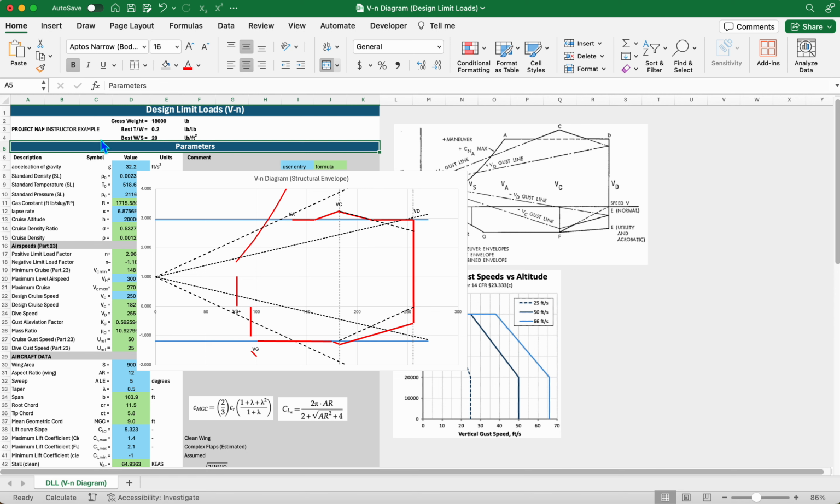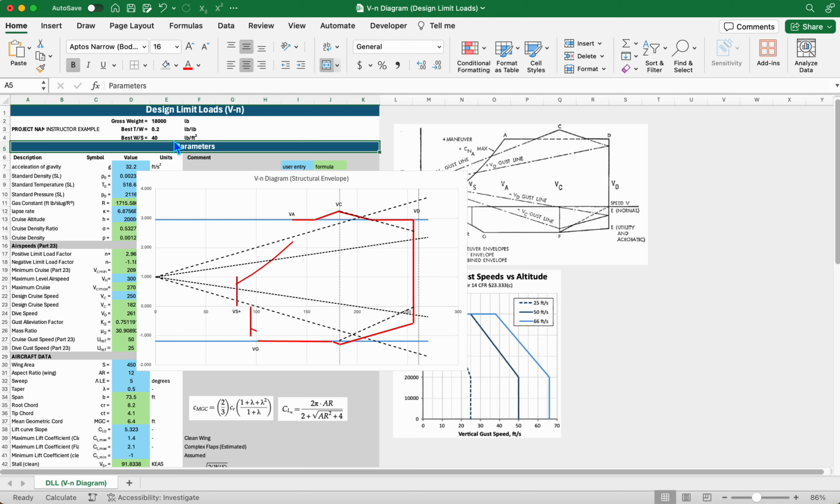Now our maximum load factor at our cruise for our gust intensity for cruise at 50 feet per second would increase from what it was before at maybe 3.3, 3.2, and now it's getting closer to 4, maybe 3.9, 3.8. So having a higher wing loading is going to decrease our susceptibility to gust loads.